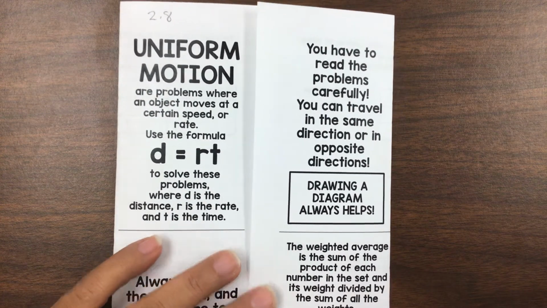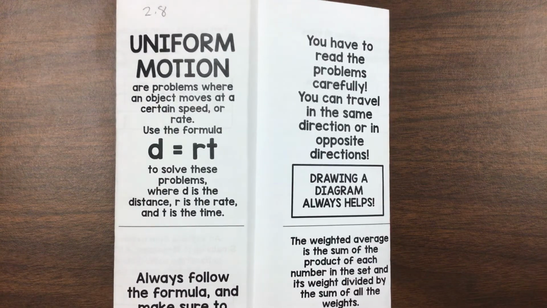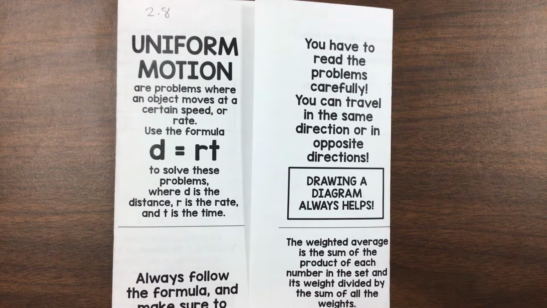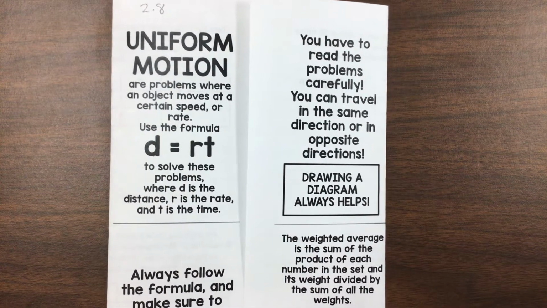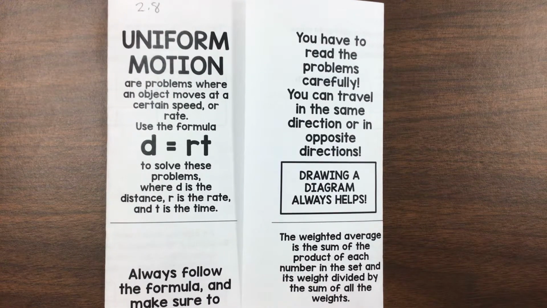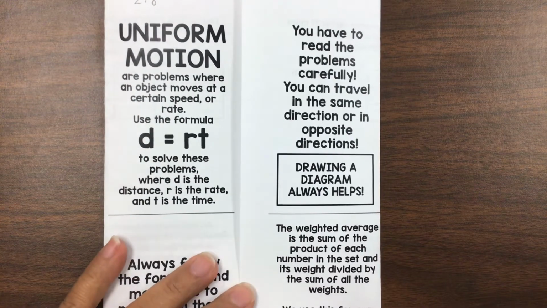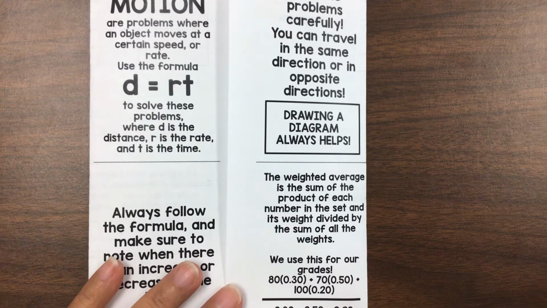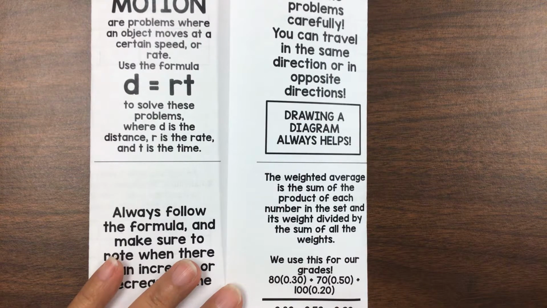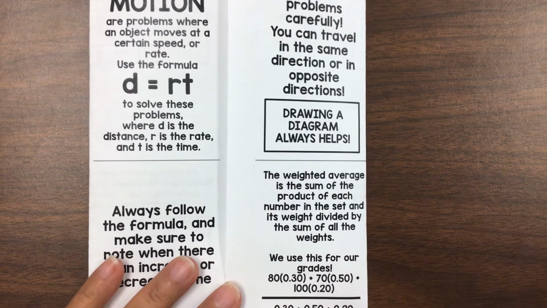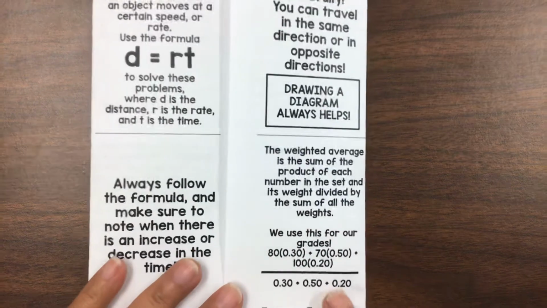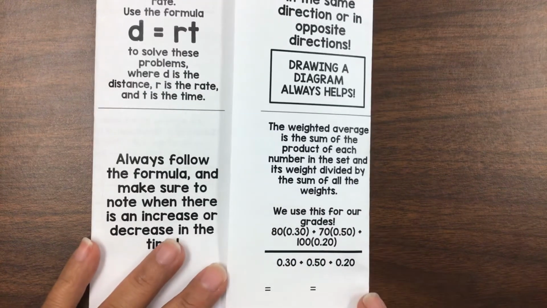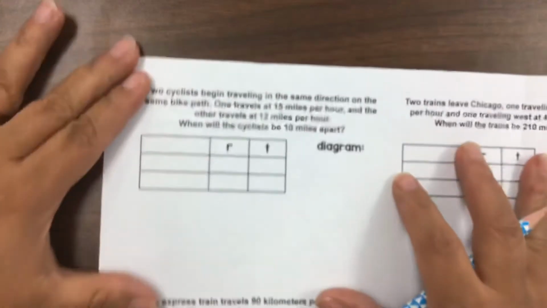You can travel in the same direction or in opposite directions, and even from the same starting point or different points, to travel towards each other. Drawing a diagram always helps. And then the weighted average is the sum of each of the product of numbers in the set and its weight divided by the sum of all weights. So we need to take a look at what the average is. If we open it up, we got this problem.